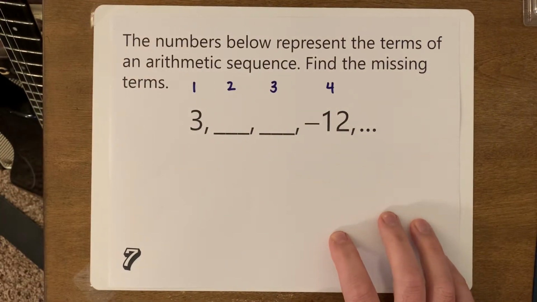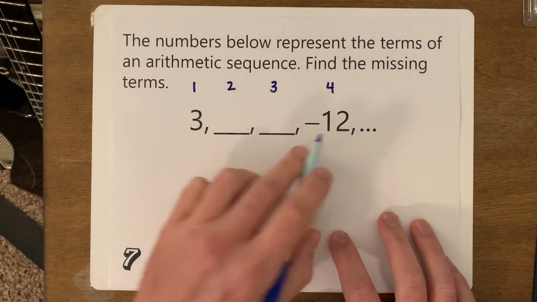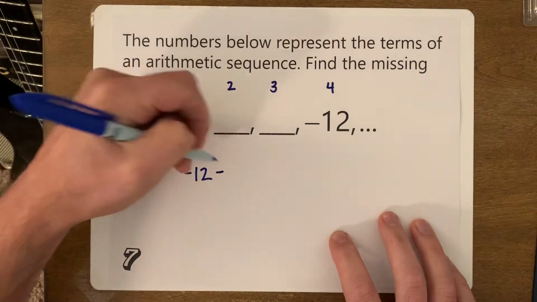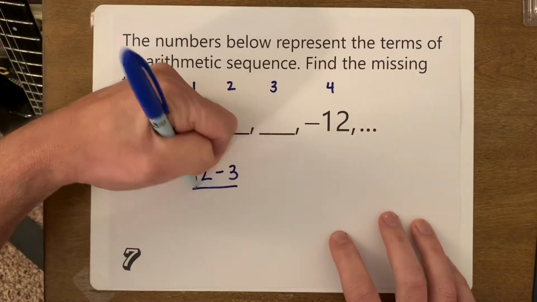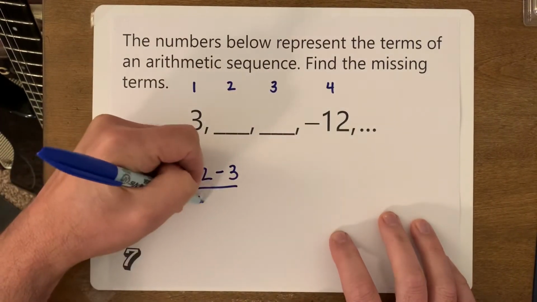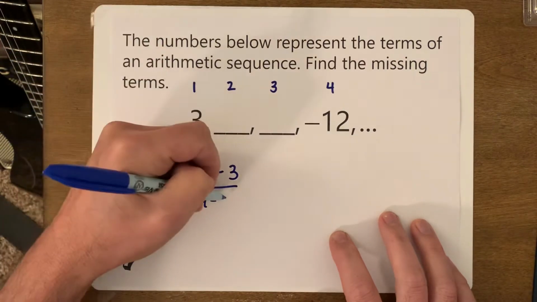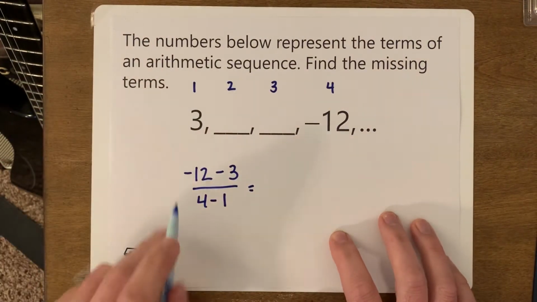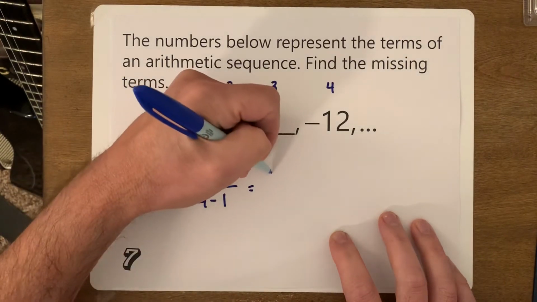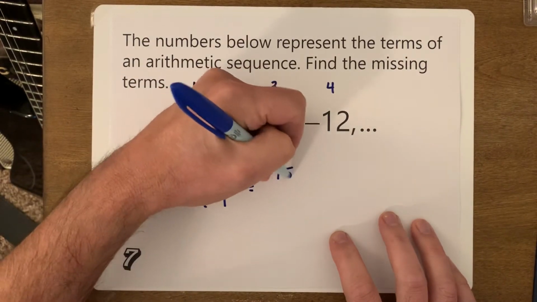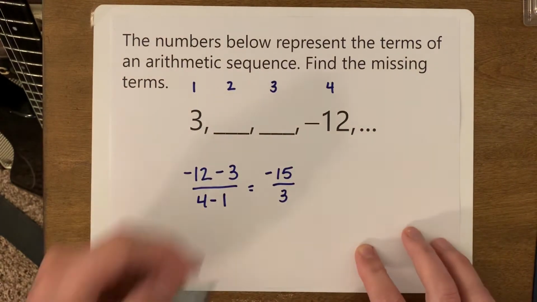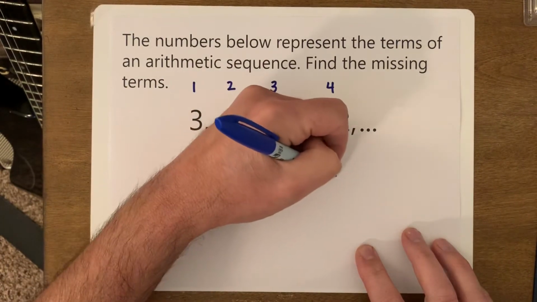All right, so let's do the same thing we did before. We have the fourth one is negative 12 minus the first one, which is 3, over the fourth term minus the first term. And those are our n values. So what's that give us? Negative 12 minus 3 would be negative 15 over 4 minus 1 is 3. And then that gives us negative 5 if we simplify that.